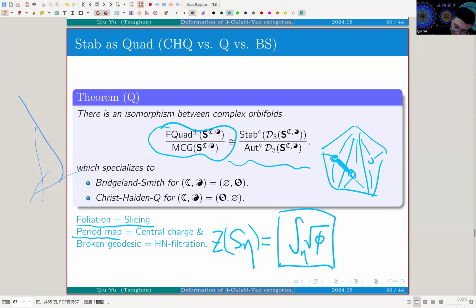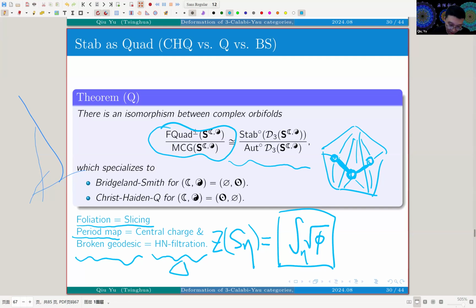And also, if you're familiar with triangulated categories, you know that the key of a t-structure or slicing is that you have some Harder-Narasimhan filtration. And the geometric meaning for that is a broken geodesic. So the foliation is kind of the straight, non-broken geodesic. But sometimes if you want to connect two zeros, you need to go around the corner, go through some other zero, and then it's a broken geodesic. And two arcs correspond to two factors in the Harder-Narasimhan filtration.